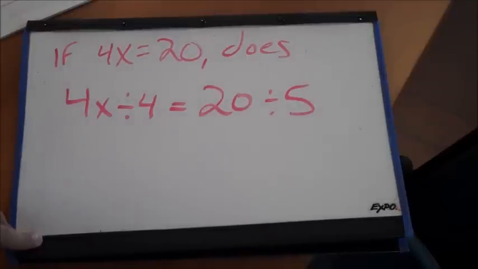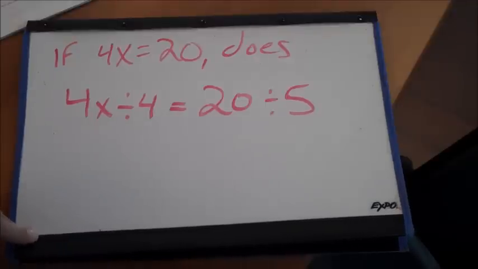Here's number 2. Go ahead and copy this one down. If 4x equals 20, does 4x divided by 4 equal 20 divided by 5? This time, go ahead and pause it, and then once you have it written down, join back in. Welcome back from pausing your tape.